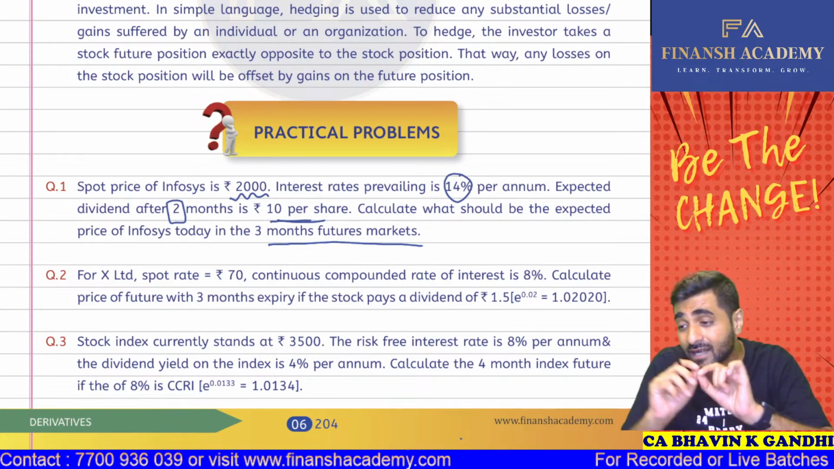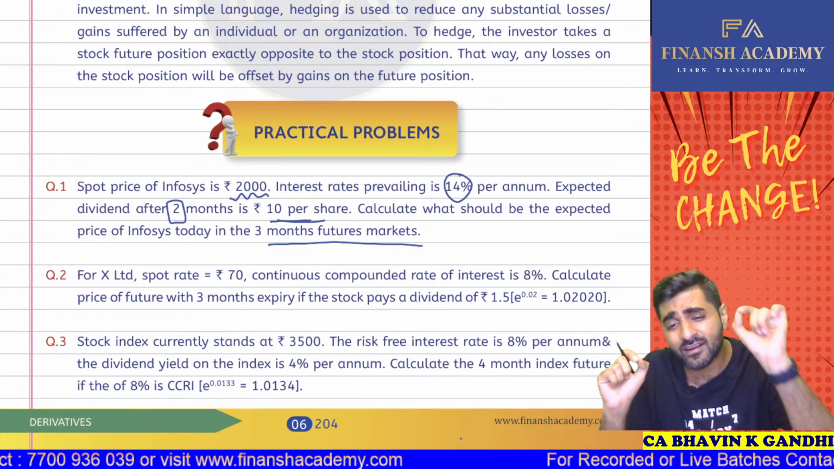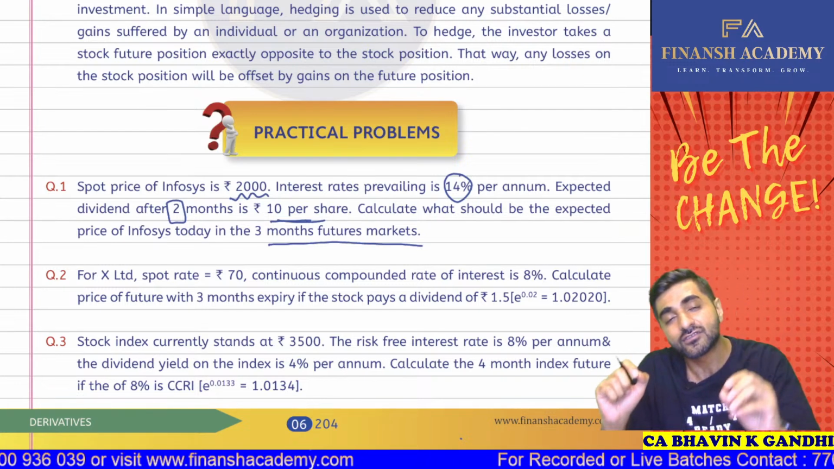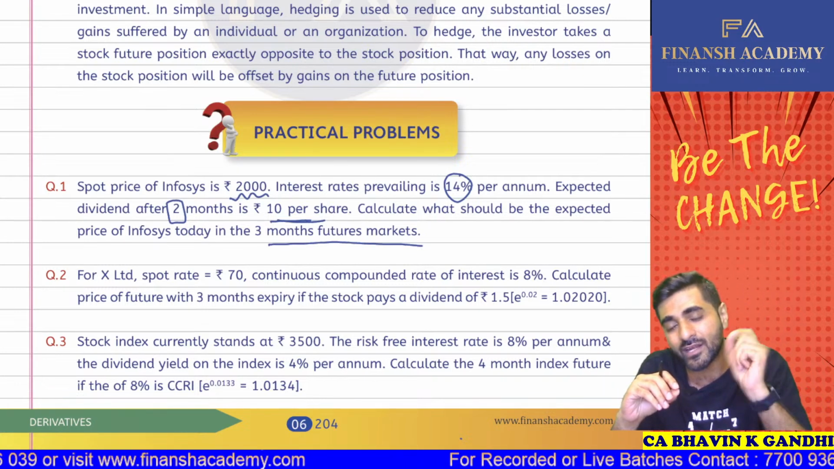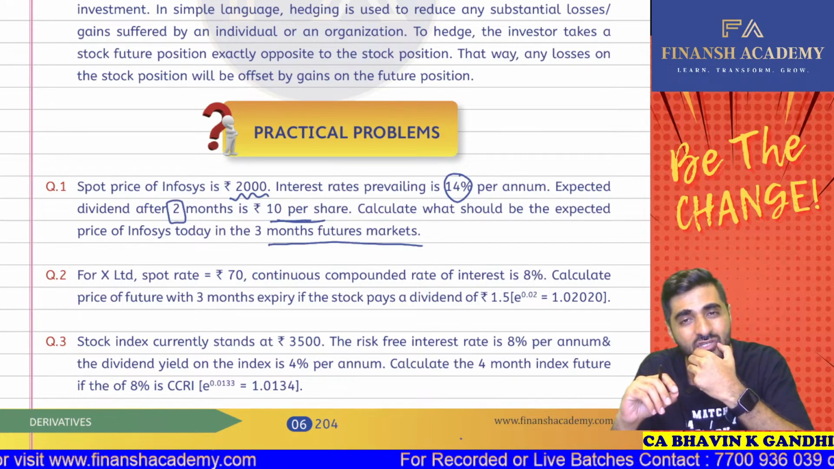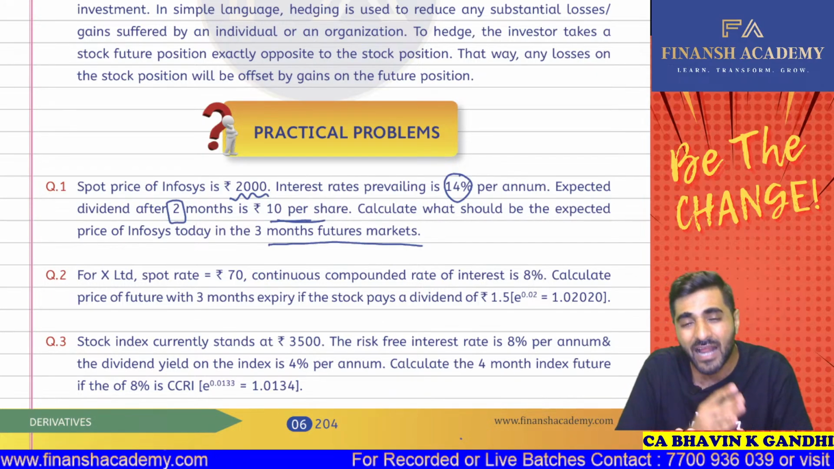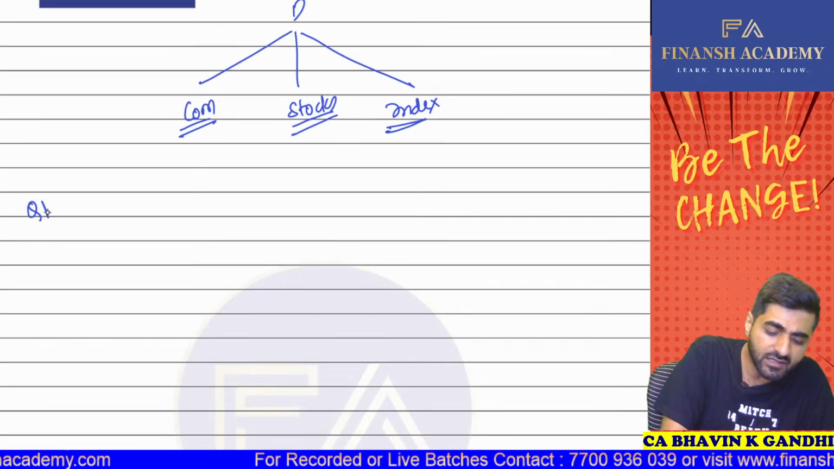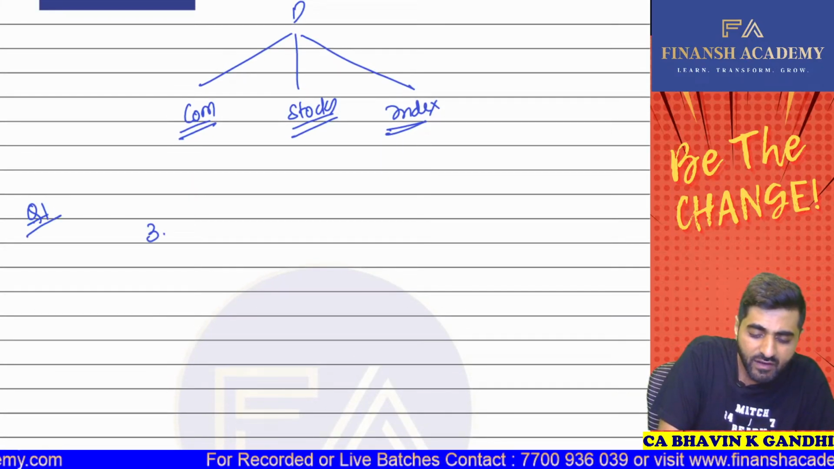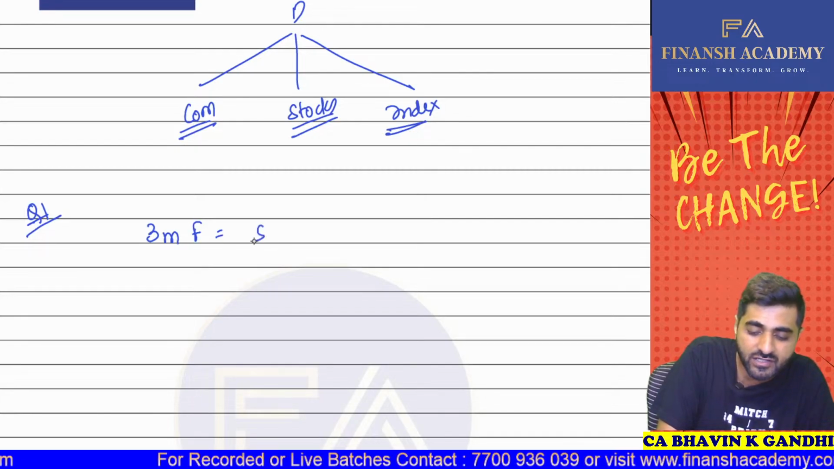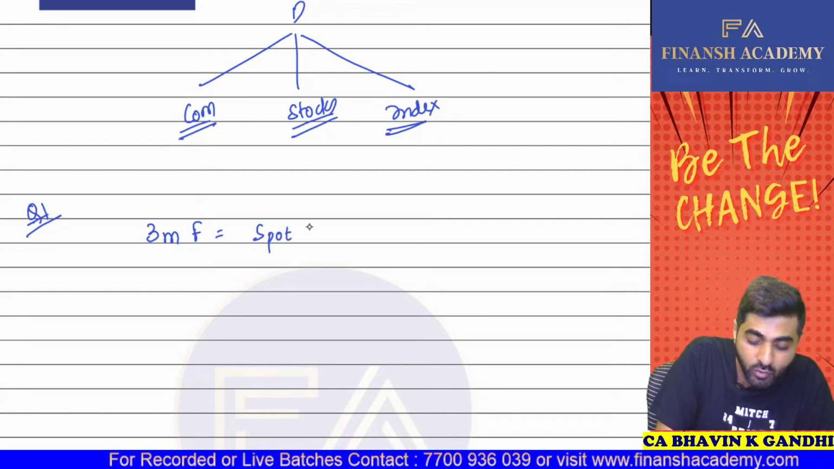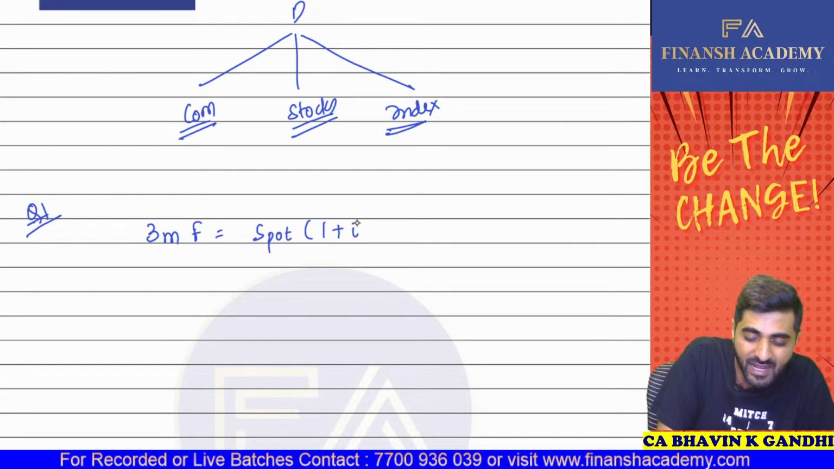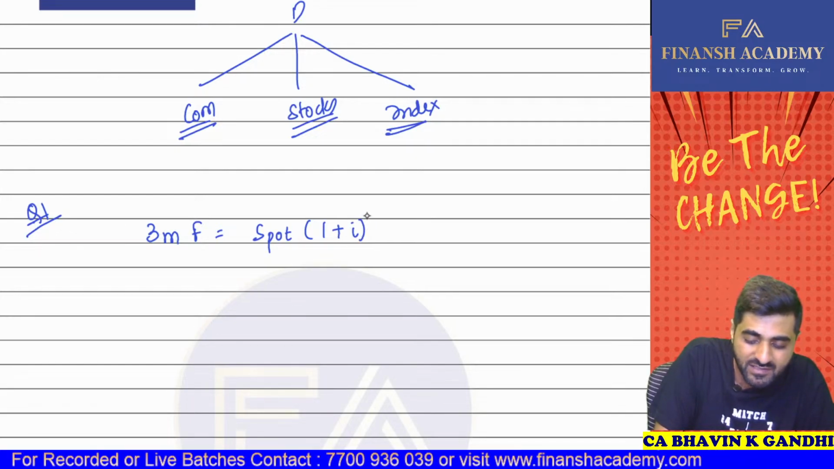So now what is the contract tenure? The contract tenure is 3-month future contract. So for a 3-month future contract, now we need to calculate what should be the price today. So basically what we need to do here in this particular case, we have to calculate a 3-month future contract. So it should be spot. And to this, we will be taking 1 plus I raised to the power whatever is your n.